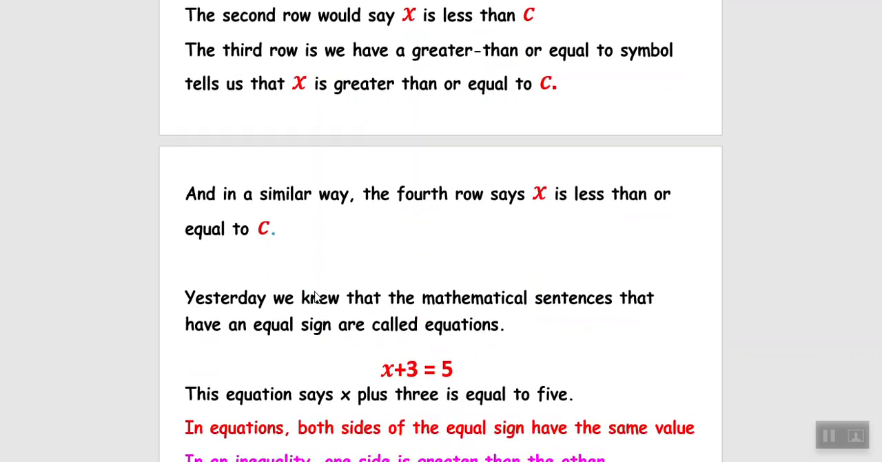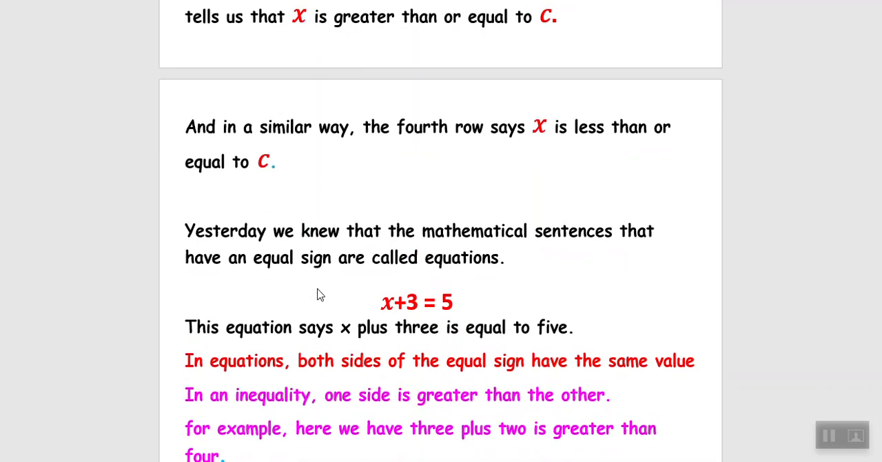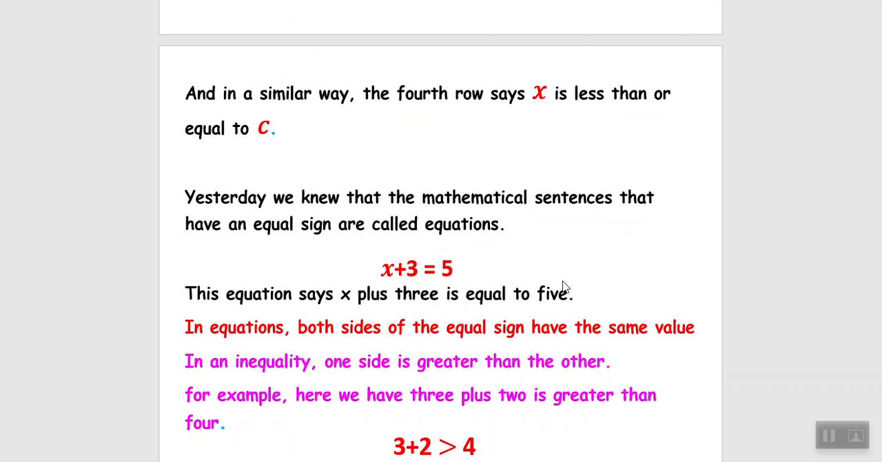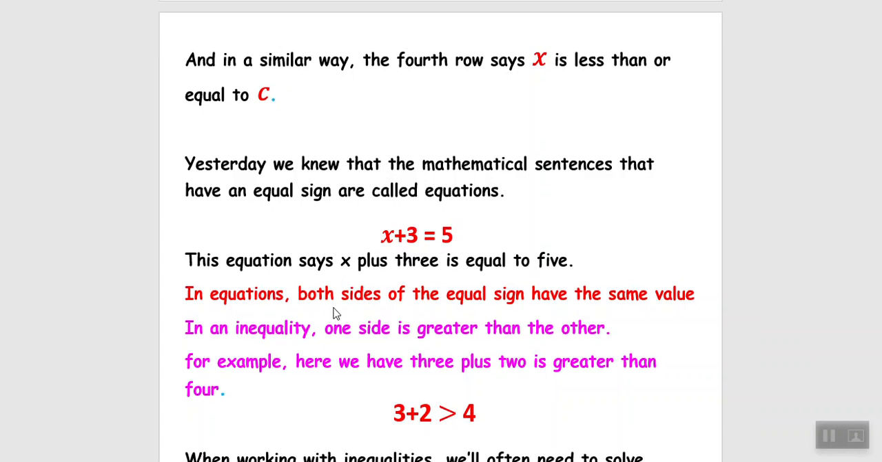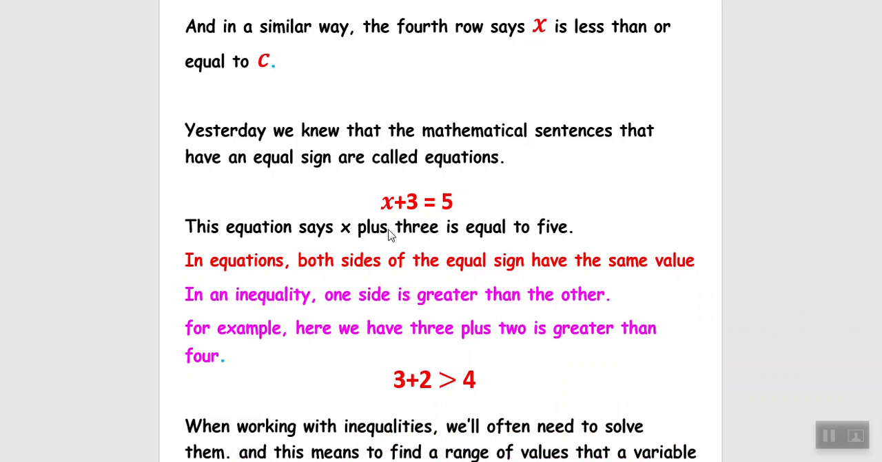And yesterday, we learned that mathematical sentences that have an equal sign are called equations. These equations, x plus 3 equals 5. X plus 3 is equal to 5. In equations, both sides of the equal sign have the same value. But in inequality, one side is greater than the other.